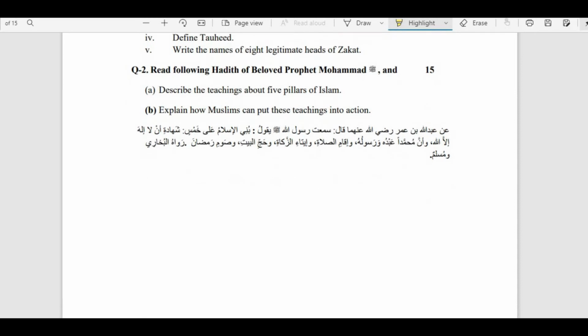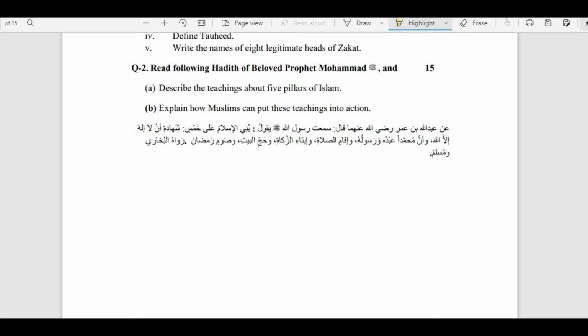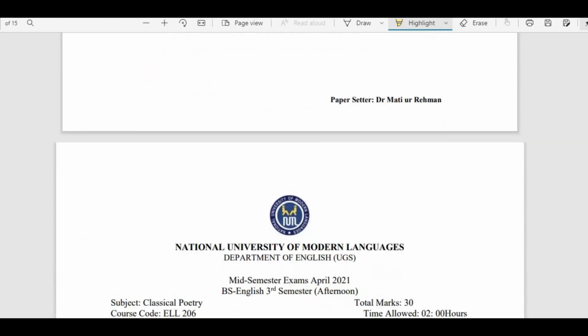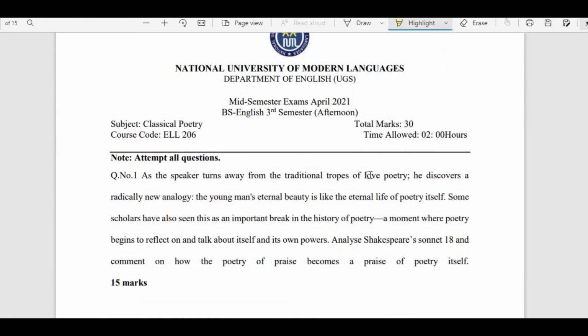And question number 2, read the following hadiths of the beloved Prophet, peace be upon him, and describe in part A the teaching about the 5 pillars of Islam and explain how Muslims can put this teaching into action. How we implement the teaching of Islam in our real life, so you have to relate it with real life.